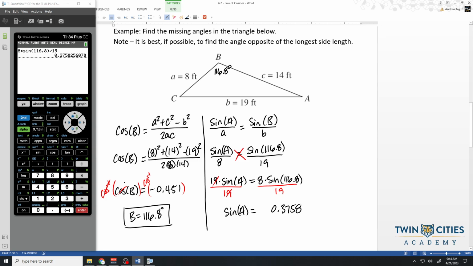And just like we did over here for the cosine of B, where B was stuck inside of that cosine, A is stuck inside of this sine, so we are going to do the sine inverse. All right, doing that to both sides leaves A is equal to sine inverse of this, which is about 22.1. So say 22.1 degrees.